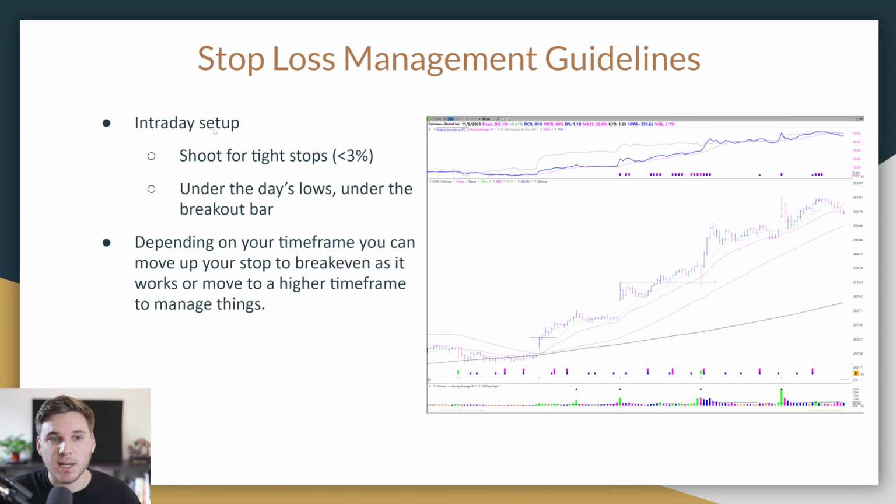So first of all, this is an intraday setup. So you're going to be shooting for very tight stops, much tighter than the classic CAN SLIM 8%. I definitely shoot for less than 3%, ideally less than 2. And usually my stop is under the day's lows or under that breakout bar from the oops reversal. And depending on your time frame, you can move up your stop to break even as it works, or just kind of move and shift your focus to a higher time frame to manage things once things actually take off and move in your direction.